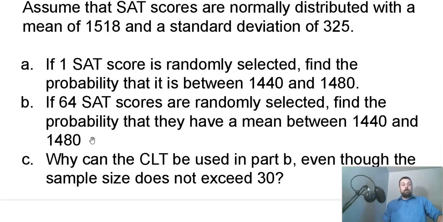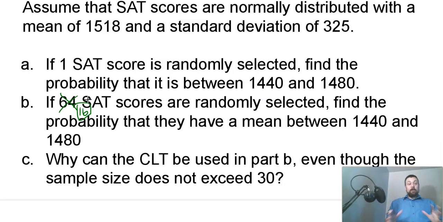So let's see. Oh, that's weird. I must have made a mistake because part C doesn't make sense. Why can the CLT be used in part B even though the sample size does not exceed 30? It does exceed 30. So I must have done a copy and paste job and then did not change that number. So let's change this number in a way that it makes sense with part C. So let's change this to 16. I think they pick a number here that's a nice square rootable number. So let's go with 16 there for that.